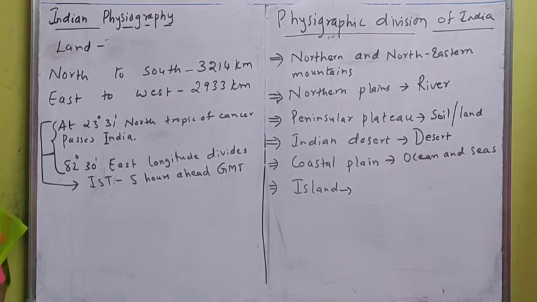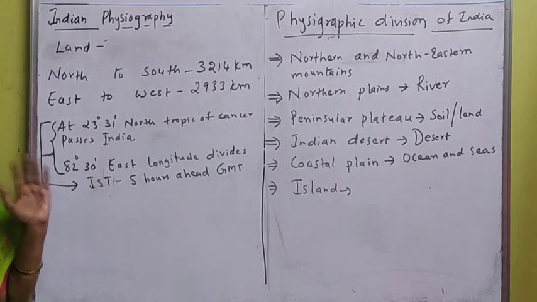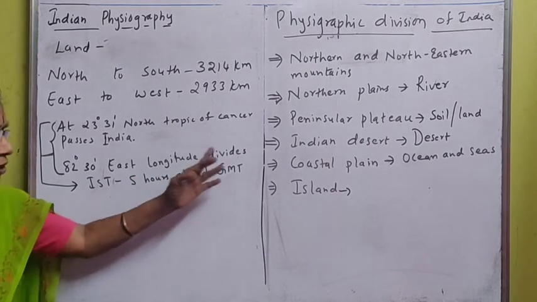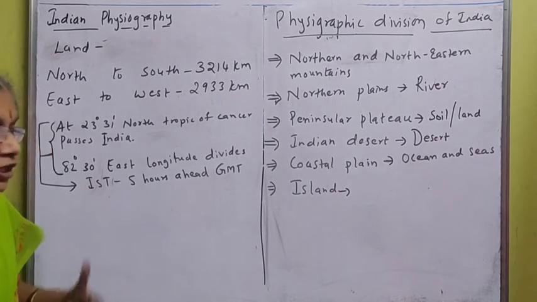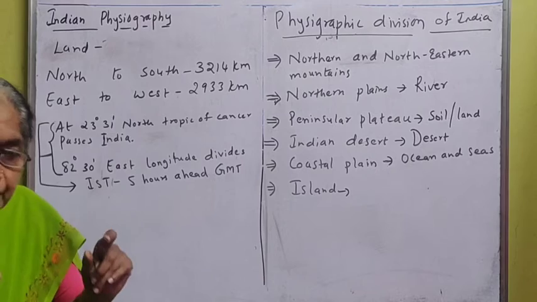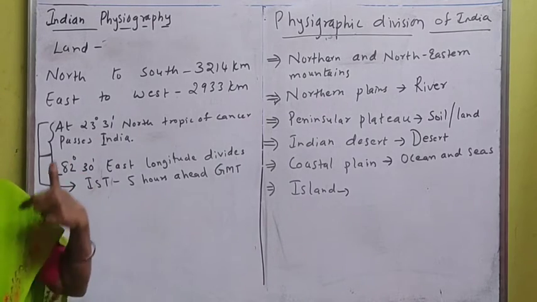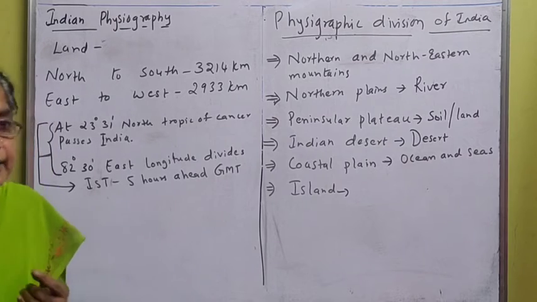Which longitude passes through India? 82 degree 30 minutes, that is 82.5 degree east longitude passes through India, and that east longitude has become very important because on that longitude our Indian Standard Time is fixed, which passes through Allahabad.